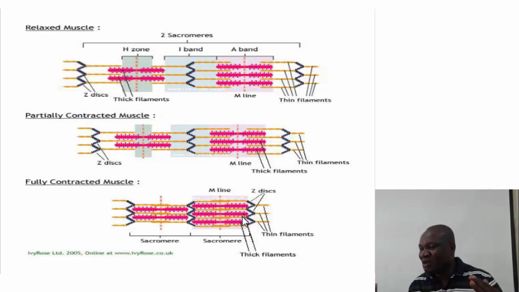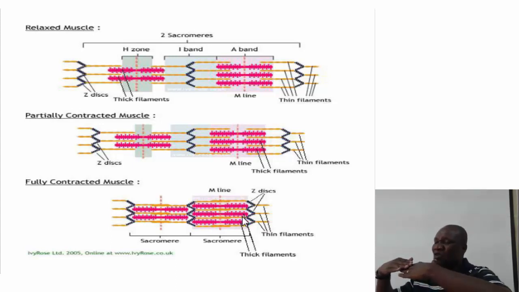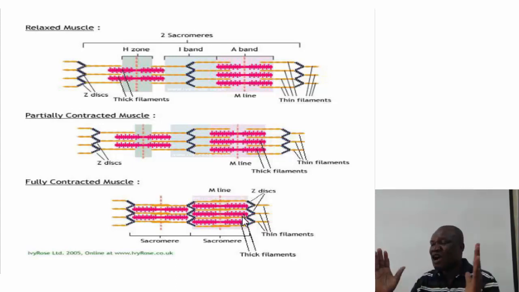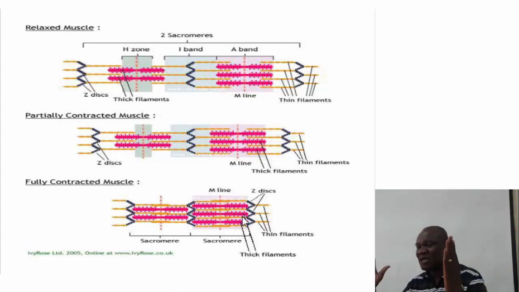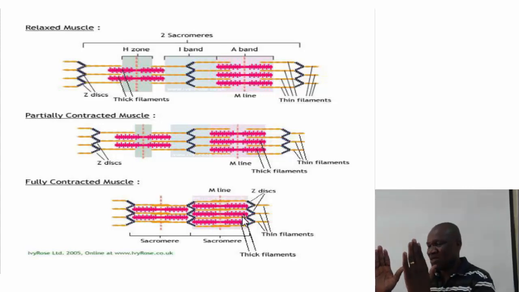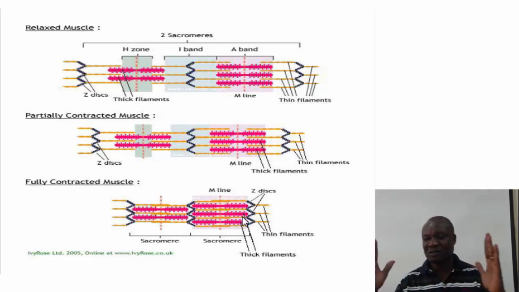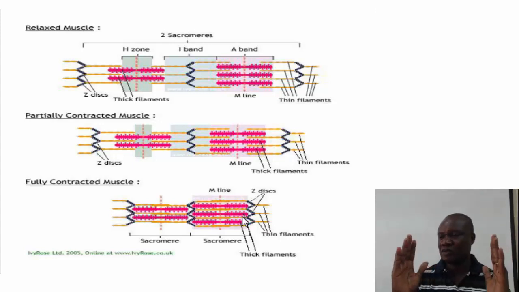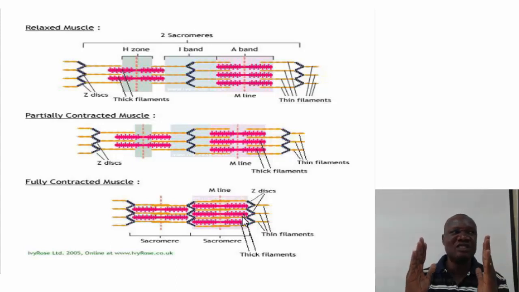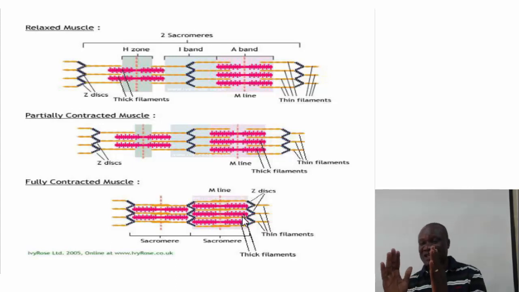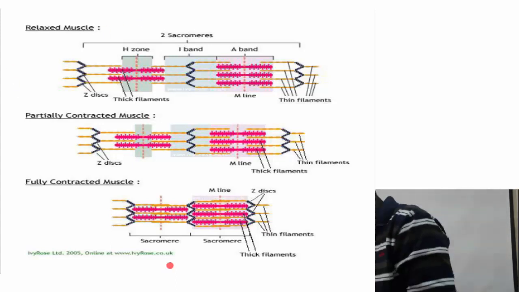As a result of the detachment, binding and power stroke, the thin filament will slide over the thick filament, and the sarcomere, which is the functional unit, will decrease in width as a result of this cycling. So if the sarcomere of a relaxed muscle is about this width, during muscle contraction, the sarcomere will decrease in width, and that is the sliding filament theory.